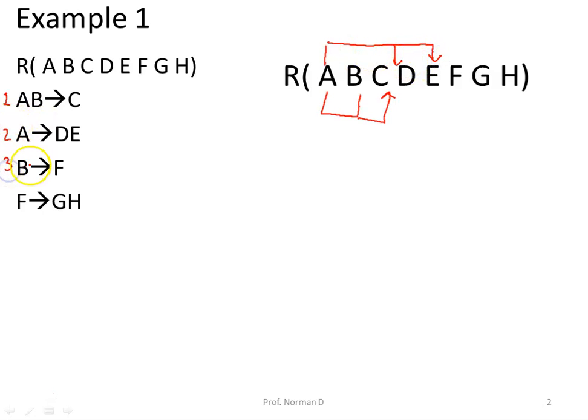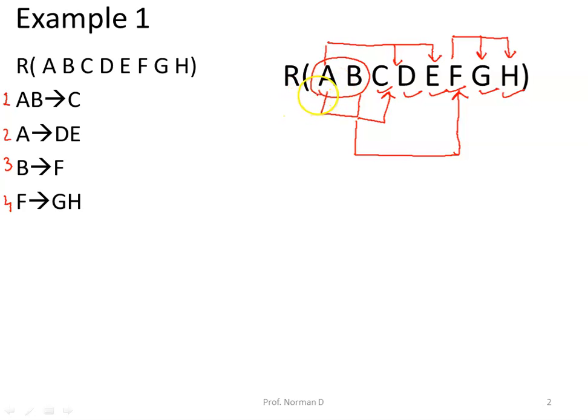The third FD says B determines F. Next, F determines GH. F determines G and H. So once the edge diagram is done, we are supposed to find those attributes which do not have an incoming edge. H has an incoming edge. G, F, E, D and C all have incoming edges, excluding these two attributes, that is A and B.